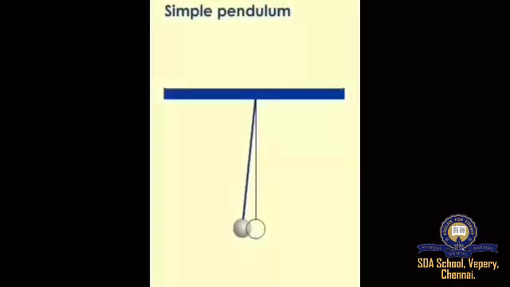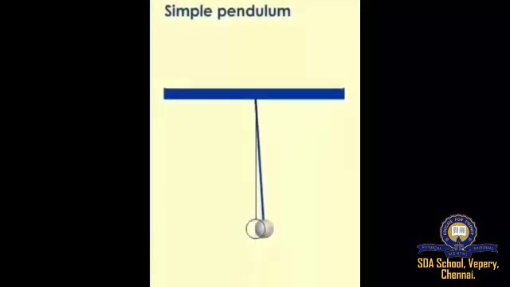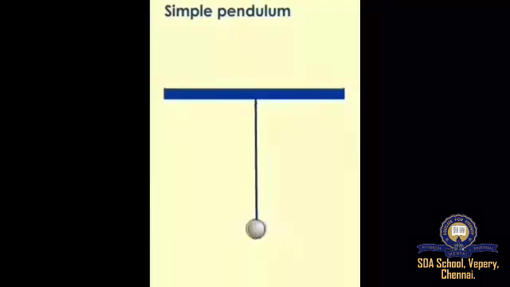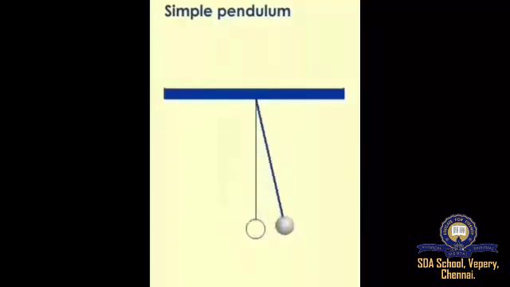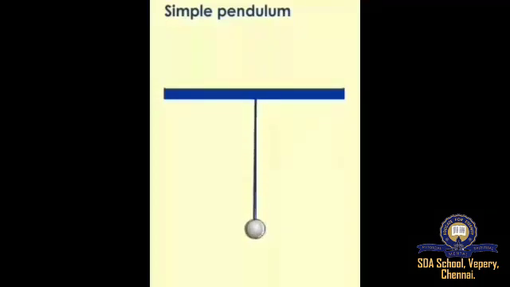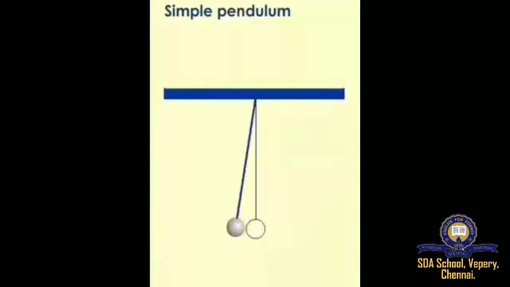Simple pendulum. A simple pendulum is a heavy point mass known as bob suspended from a rigid support by a massless and an inextensible string. An inextensible string means no matter how much you pull on it, it won't extend.